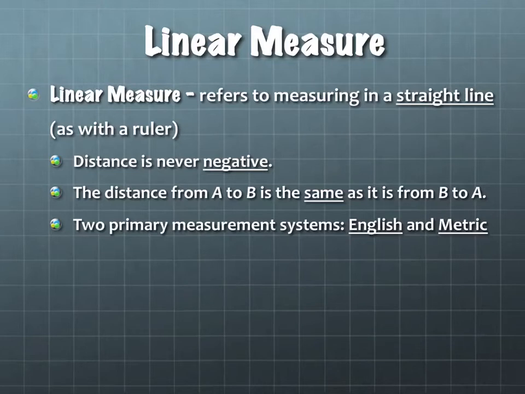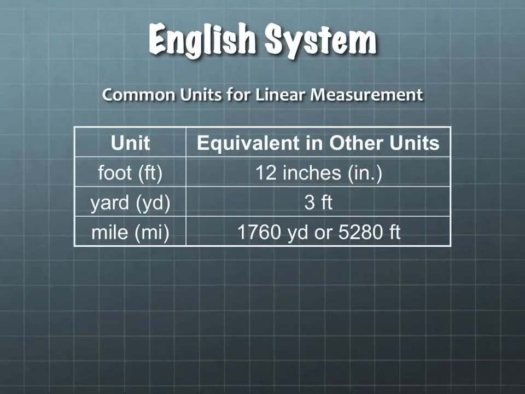And we have 2 primary measurement systems: English, which is what we're going to be focusing mostly on today, and metric, which we talked about last time. The linear measurements that we're going to be using today, as we start anyway, are the following. So we have feet or foot, yards, and miles. There are 12 inches in a foot, 3 feet in a yard, and you can either do 1760 yards in a mile or 5280 feet in a mile.